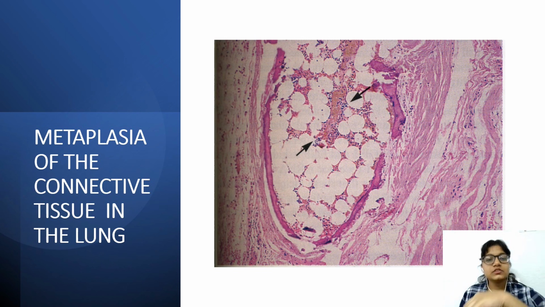This is the metaplasia of connective tissue in the lung. We can see the ossification taking place, and we can see the bone marrow elements. These are the bone marrow elements, that is, ossification has been taking place. The bone marrow elements have been represented by the arrow.